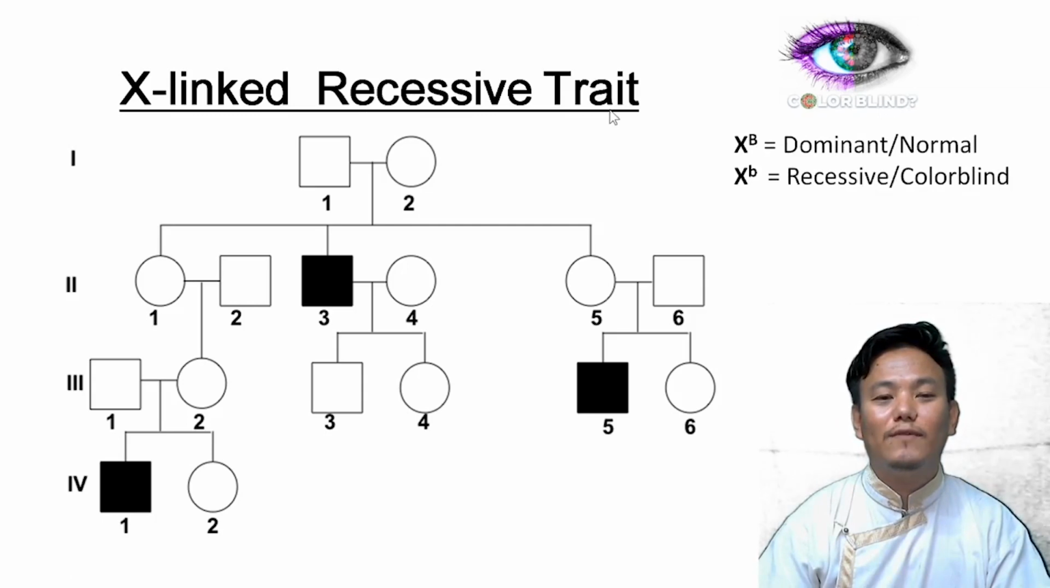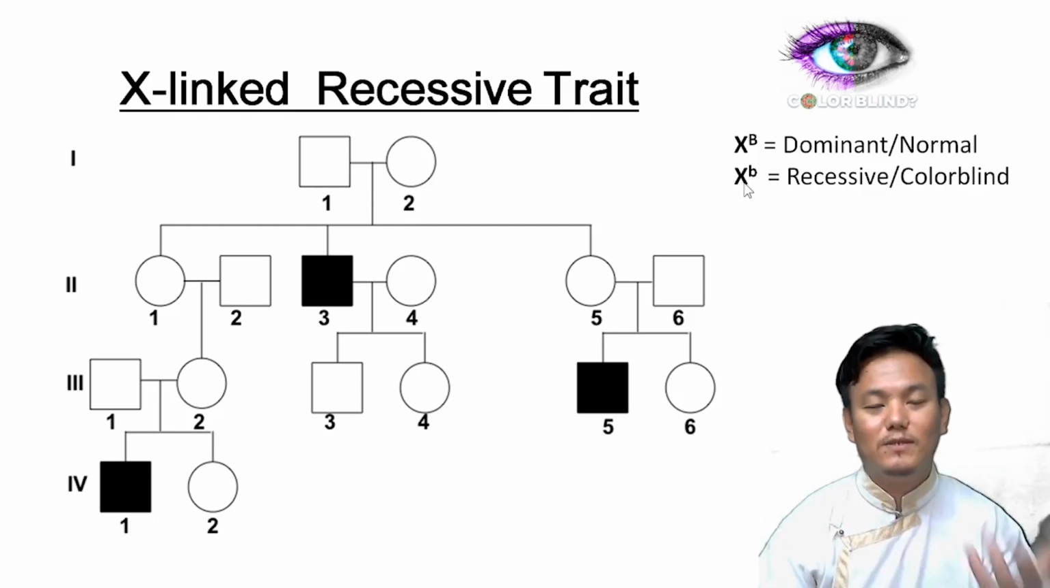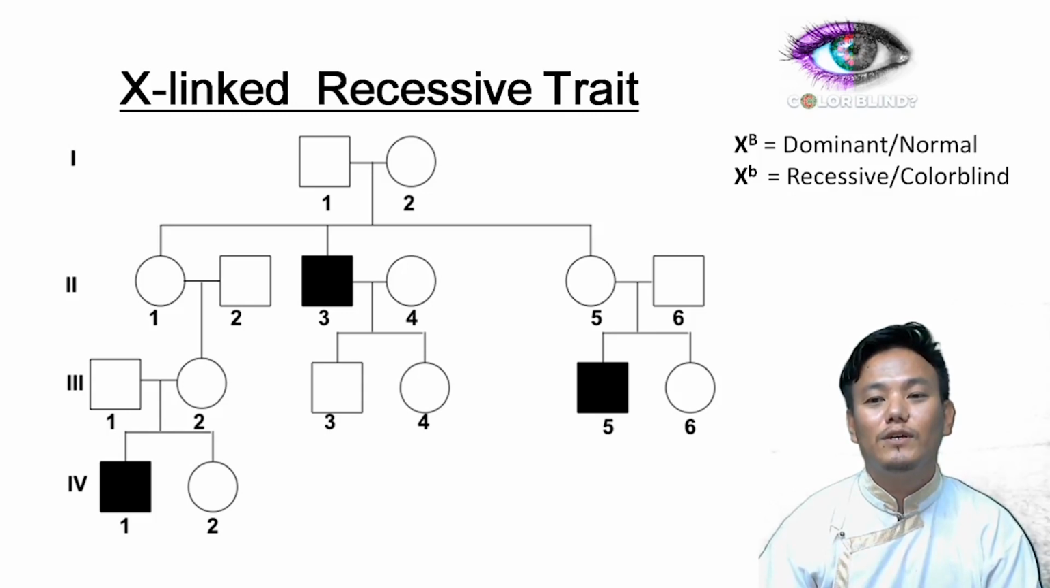So we can represent the alleles like this. The X chromosome carrying capital B is dominant, normal eyesight, and the X chromosome carrying the recessive allele, small b, is the gene for color blindness. In order to express that trait, the individual needs to be homozygous, so both the X chromosomes should be carrying 2 small b's. Right?